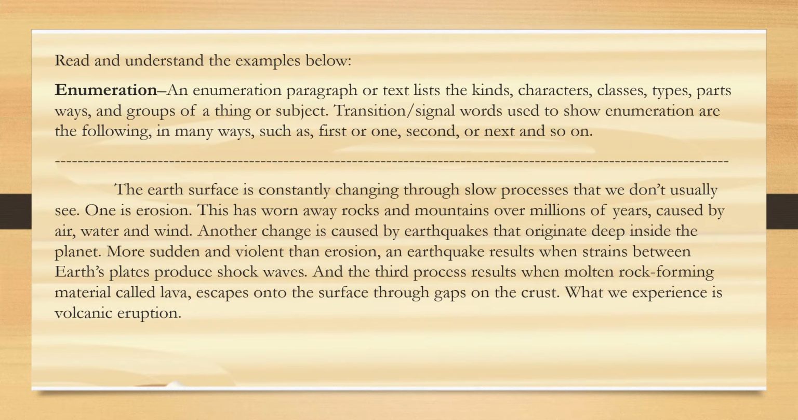Now, let's read and understand the examples below. Enumeration text type. An enumeration paragraph or text lists the kinds, characters, classes, types, parts, ways, and groups of a thing or subject. Transitions or signal words used to show enumeration are the following: in many ways, such as, first or one, second, or next, and so on. Here's an example of an enumeration paragraph.